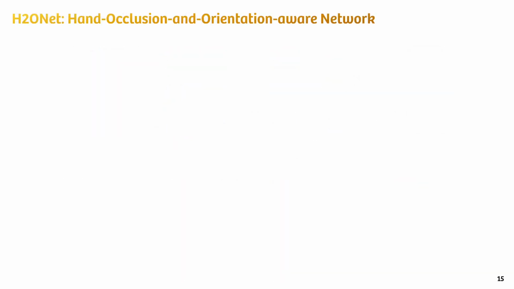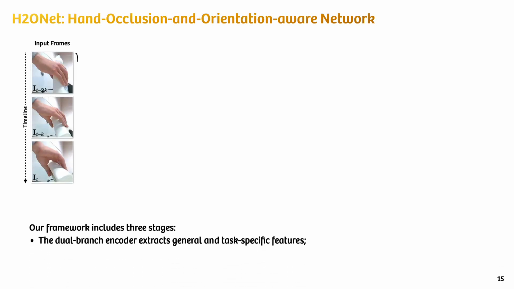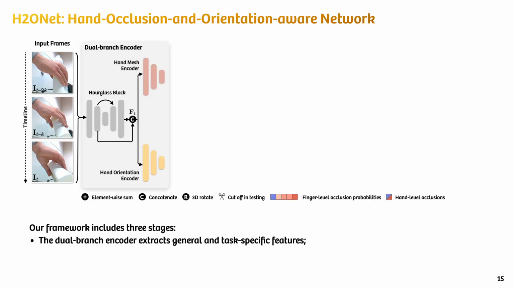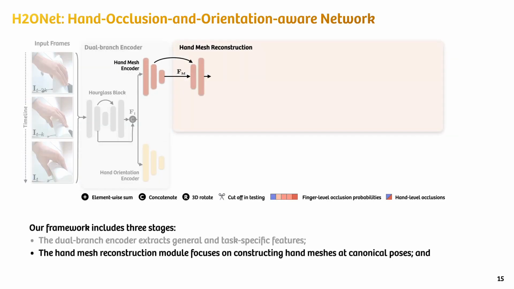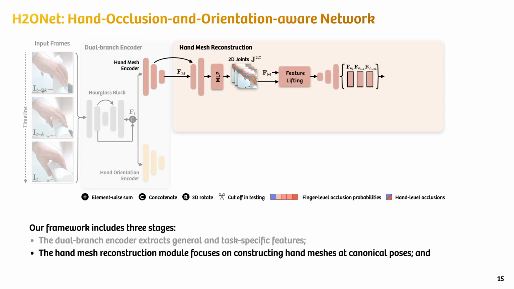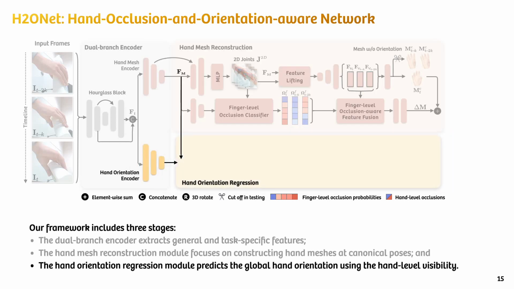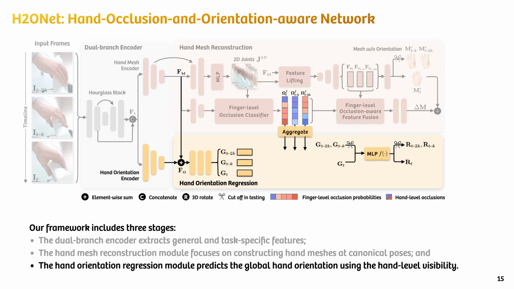After that, we present our H2ONet. The input images are fed into the dual-branch encoder to extract general and task-specific features sequentially. Then, the hand mesh reconstruction module focuses on constructing hand meshes at the canonical pose, where the finger-level occlusion-aware feature fusion module is designed to utilize non-occluded information among frames guided by the finger-level occlusion probabilities. Finally, the hand orientation regression module estimates the global hand orientation, where the hand-level occlusion-aware feature fusion module is designed to alleviate the ill-posed issue using hand-level visibility.